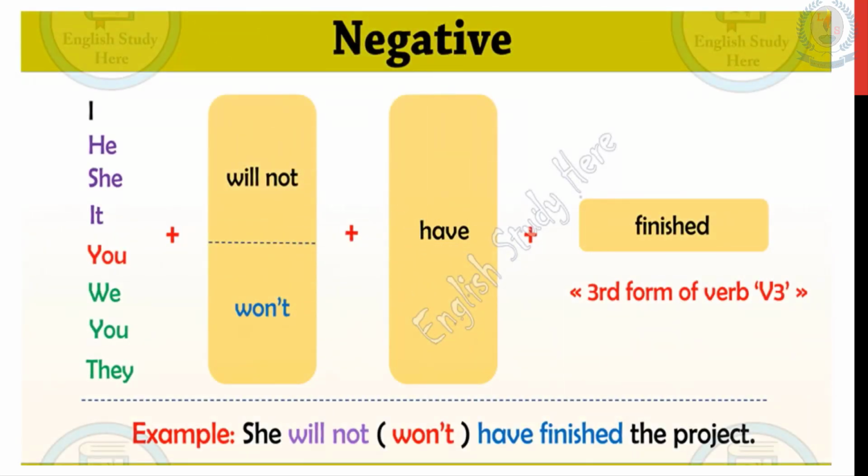Then the negative part: subject will not have, then the past participle of the verb. I will not have finished. So she will not have finished the project. The contracted form of will not is won't. I won't, or she won't, or they won't. So you can use any verb, as in I will not have corrected, I will not have opened, you will not have closed. So you can make sentences as you wish.